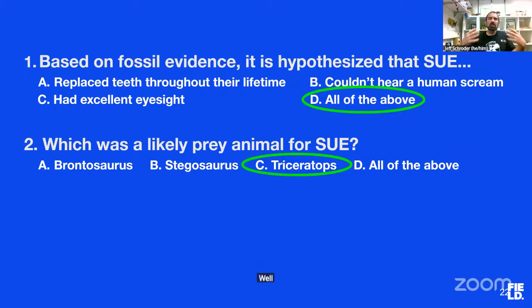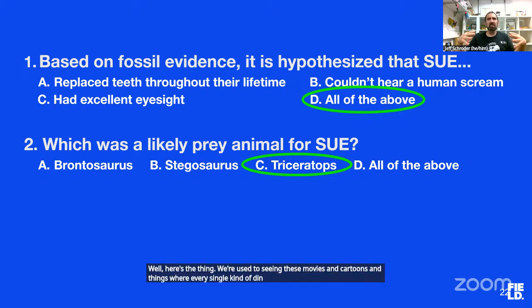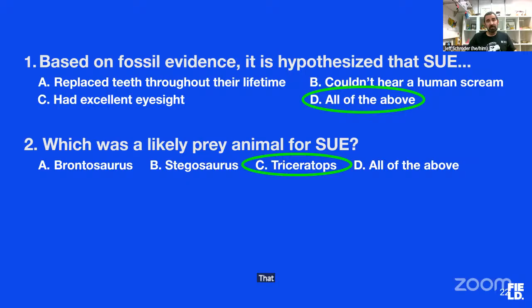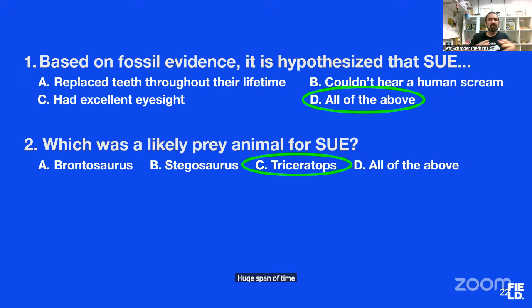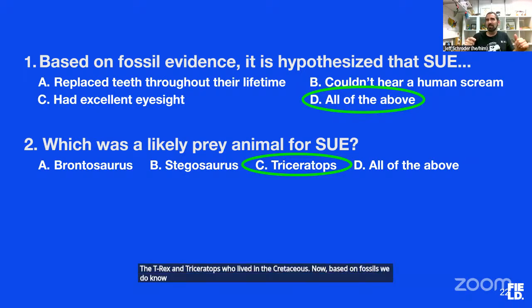Well, here's the thing. We're used to seeing these movies and cartoons and things where every single kind of dinosaur, they all live at the same time and the same place, and they're all kind of frolicking around together. That's not how it really went down. Dinosaurs in their day lived across 170 to 180 million years. Huge span of time. They lived at different times in different places. Brontosaurus and Stegosaurus lived in the Jurassic period, way earlier than Sue, the T-Rex, and Triceratops, who lived in the Cretaceous. Now, based on fossils, we do know Triceratops lived in the same time and the same place as T-Rex, so T-Rex probably did eat Triceratops.